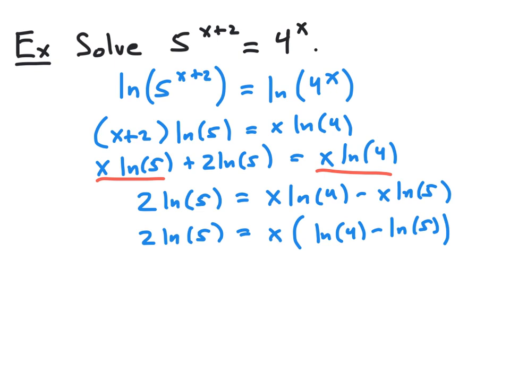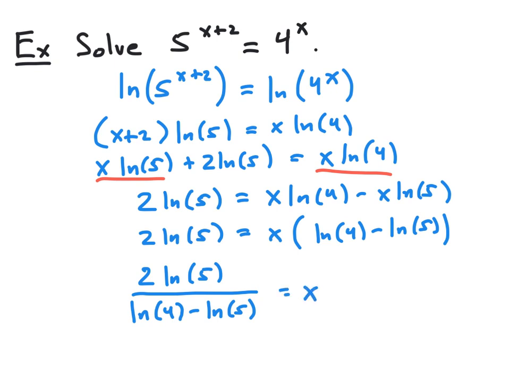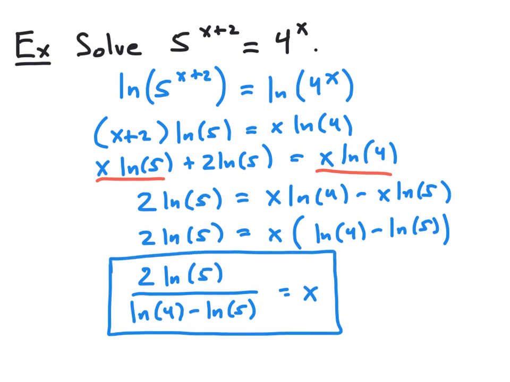And in order to solve for x, we can divide both sides by the natural log of 4 minus the natural log of 5. And so we end up with 2 natural log 5 divided by natural log 4 minus natural log 5. And that's equal to x. And so this is an exact value for the solution of this equation.